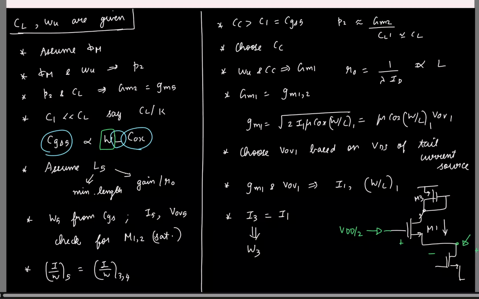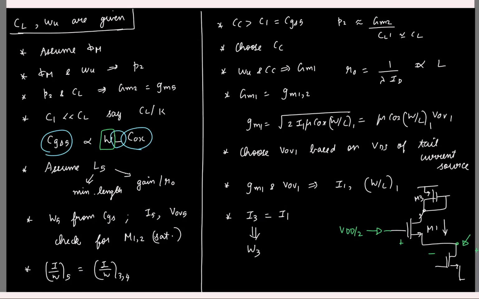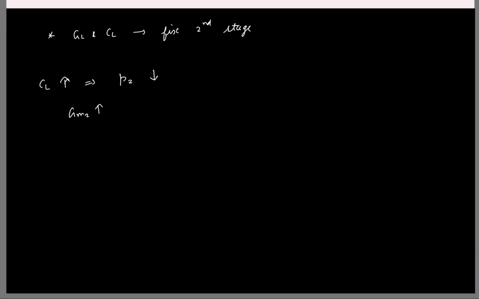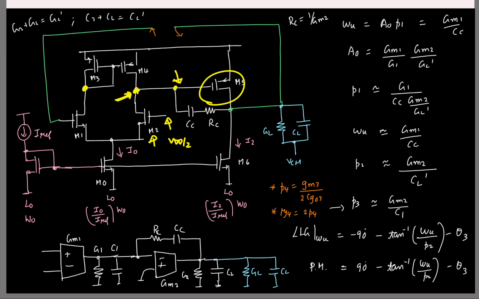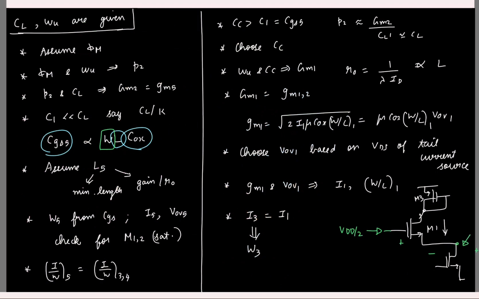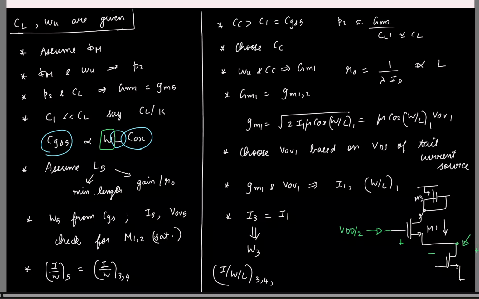So how will I choose the length of the transistor M3? To avoid systematic offset, how should I choose them? Same as M5. Remember, to avoid systematic offset, the main thing was I should have the ratio of I by W by L should be same. So I have already chosen the length for the transistor M5, so I should make it same as that.